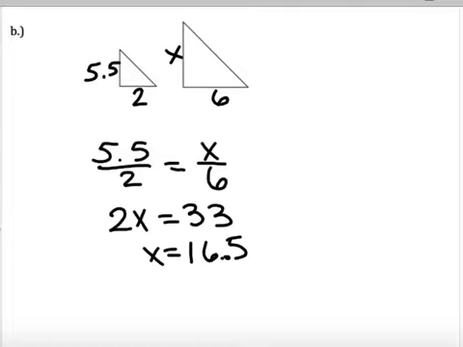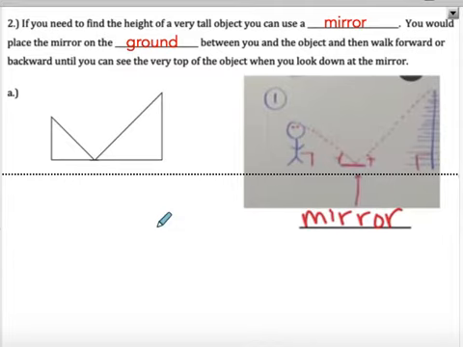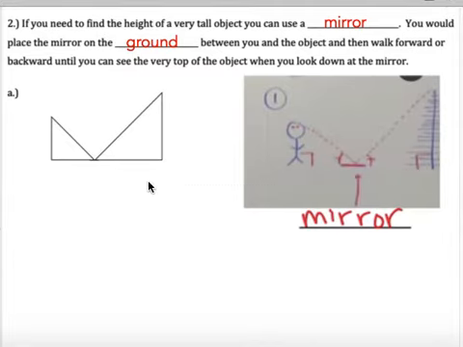So again, shadows are pretty easy, the easier one to tackle and kind of conceptualize. The next one is a mirror. Okay? So let's think about this. If you need to find the height of a very tall object, you can use a mirror. What we're going to do is we're going to place the mirror on the ground between you and the object, and then the person is going to walk backwards.